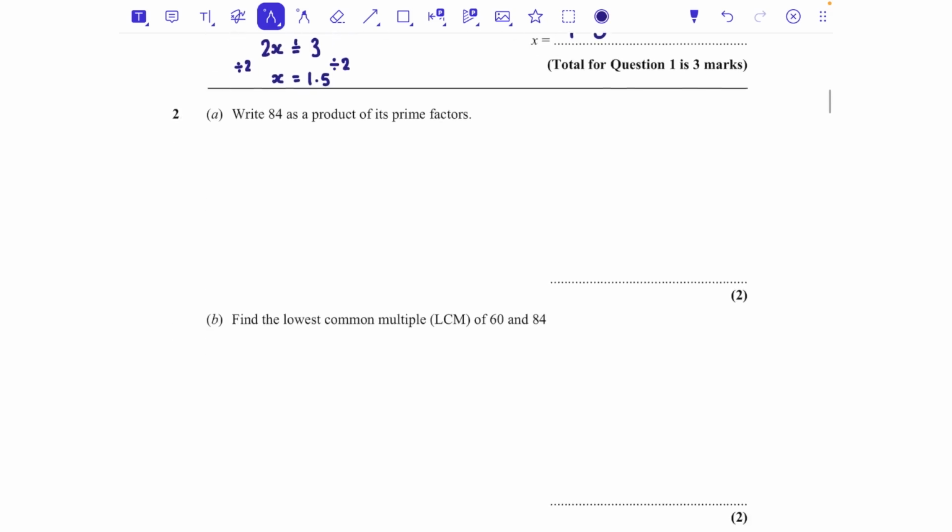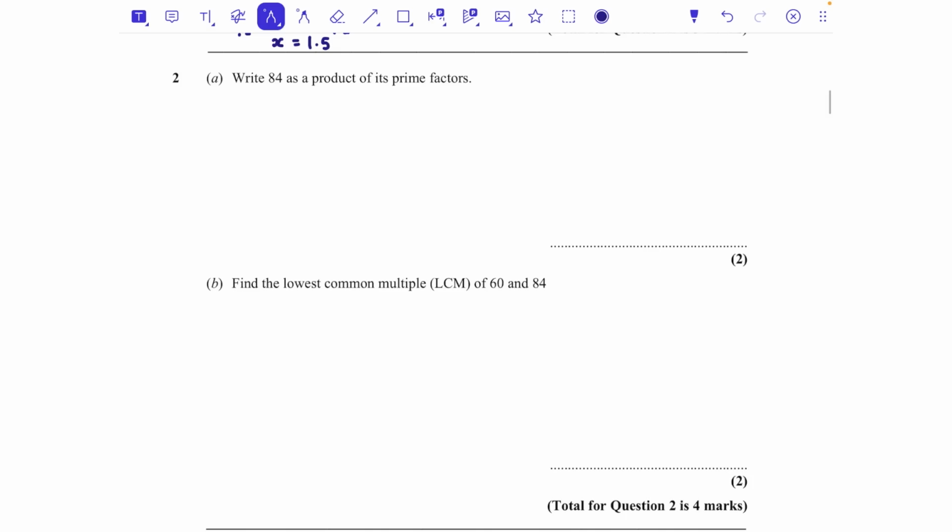Question number 2, write 84 as the product of its prime factors. So I'm going to do the prime factor tree for this, 84 at the top. And that's going to be 42 times 2, and circle any prime numbers that you get to. So 2 is a prime number, so we circle it, and we carry on with 42. 42 is 6 times 7. You could do 21 and 2. It doesn't matter how you do it, but if you get to a prime number, circle it, and then the 6 isn't prime, so we're going to split that up to be 2 times 3. Both of those numbers are prime, so we circle it. So our answer is 2 times 2 times 3 times 7.